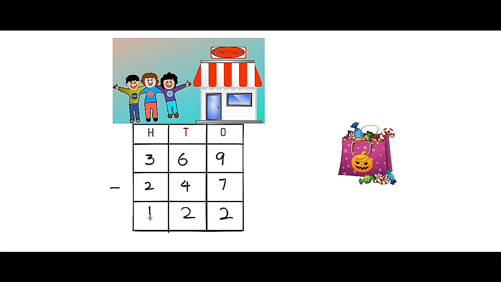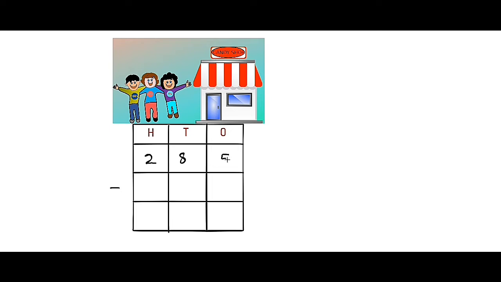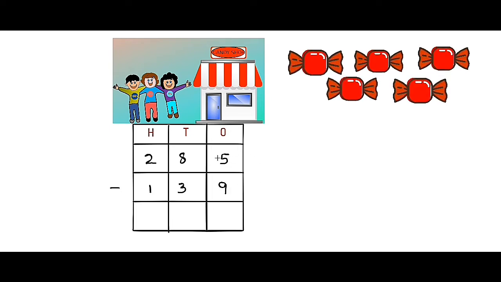Thus the answer for 369 minus 247 is 122. The next day, Once was in a little bit of trouble. He had 9 customers, but he had only 5 candies. What did he do then?